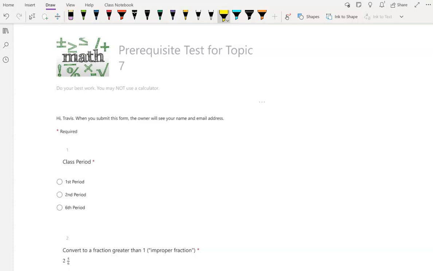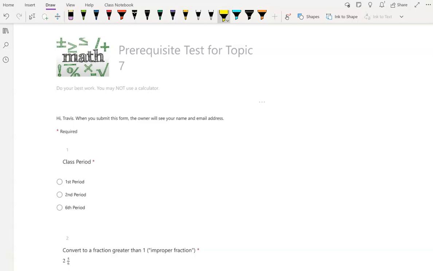Hello and welcome back. Today we are taking a look at the prerequisite test for topic 7 because we're moving into topic 7 and it is all about rational numbers, fractions and decimals and integers and whole numbers. And so we're going to be doing stuff with all of those things. And there are some skills that you definitely need to have had before we start topic 7.